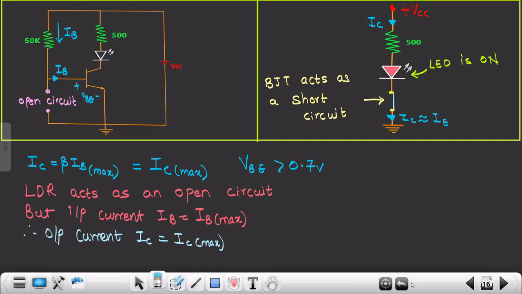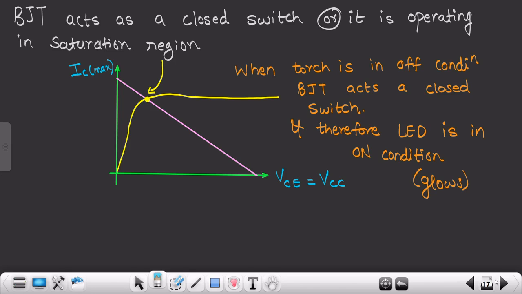But the most important thing that we should be able to know is this: the BJT is operating in the saturation region. Why? Because it is acting as a closed switch. So this is the most important point we should be able to grasp from this particular circuitry, right?